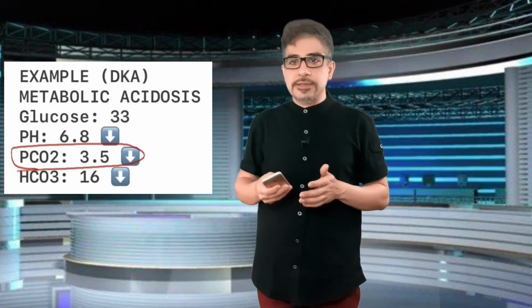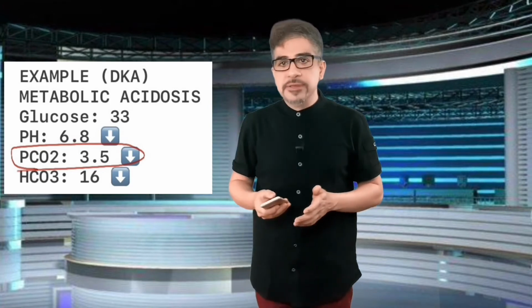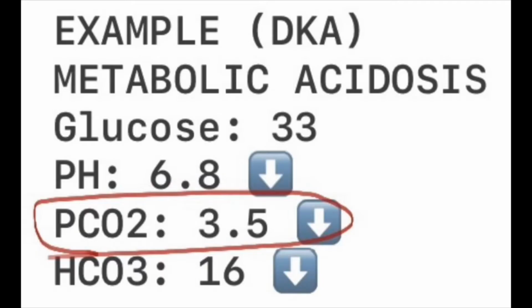These patients are often seen breathing rapidly in order to compensate by venting off CO2 to make the blood less acidic. The drop in PCO2 seen in DKA patients is therefore respiratory compensation.